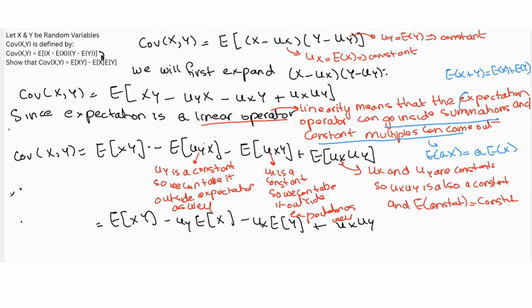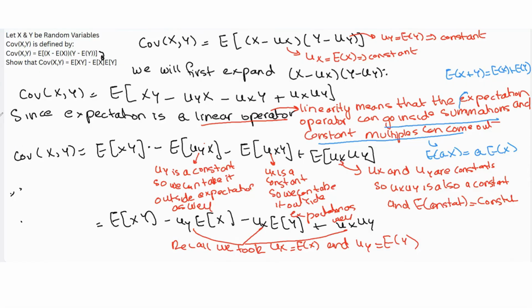Now one more thing we're going to do is recall that we took mu of x to be the expected value of x. For notational convenience we wrote the expected value of x as mu of x, and the expected value of y as mu of y. So let's just replace these back with the expected value of y and the expected value of x, like we did before.